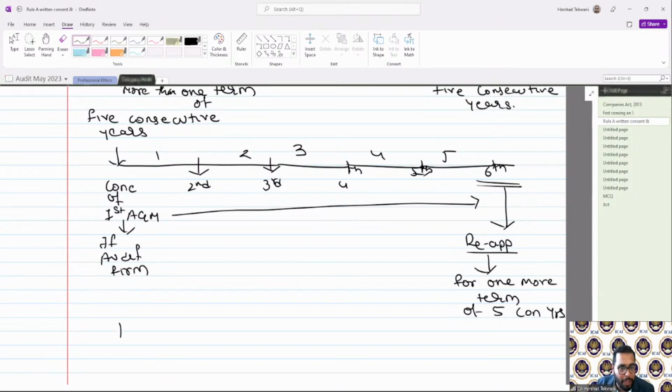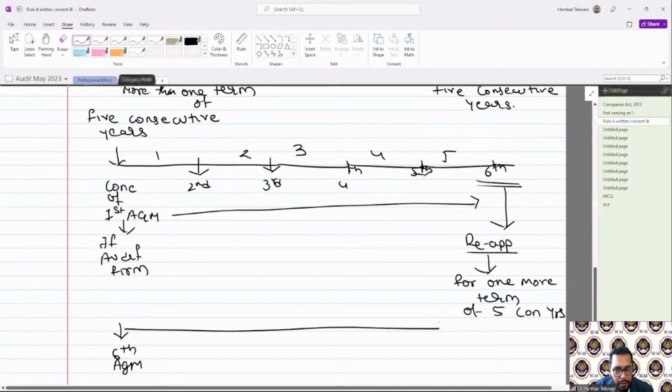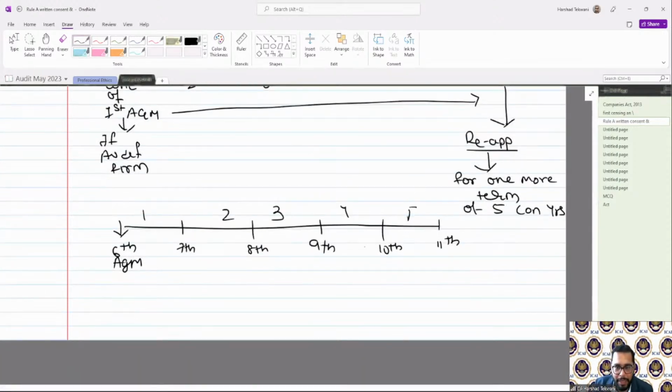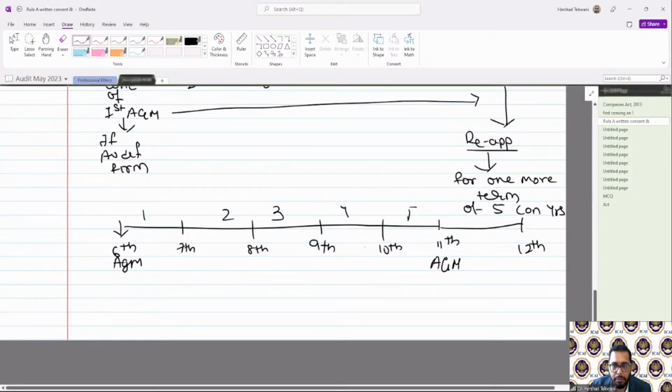Then from the conclusion of 6th AGM, 7th is fine, 8th is fine, 9th will also be fine. This will be 1, 2, 3. This will be 10th AGM, 4 years, and this will be 11th AGM, 5 years. So till the conclusion of 11th AGM, fine. Beyond that, this cannot be reappointment. At the end of 11th AGM, no reappointment can be done.